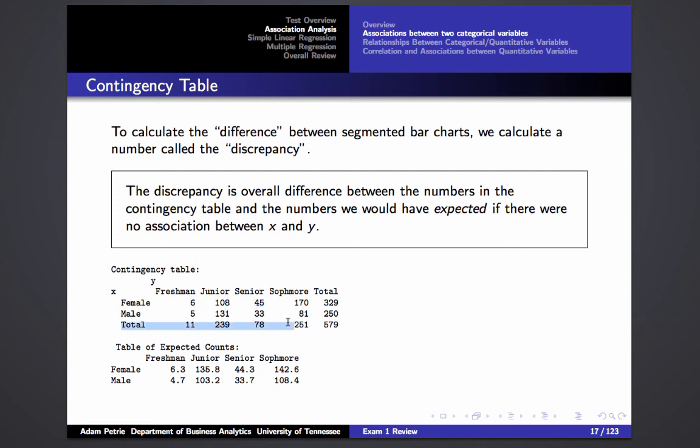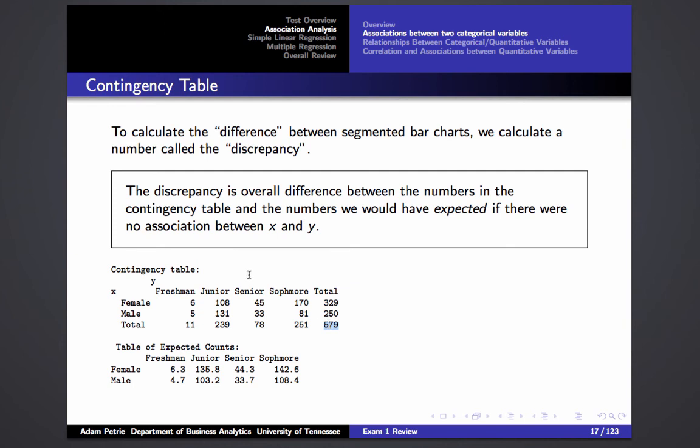Down in the margins, we have the marginal distribution of y here. How many total people were freshmen, junior, senior, sophomore. And here on the right margin, we have the marginal distribution of x. How many girls and how many guys. And here's the sample size, 579 total people in the survey.